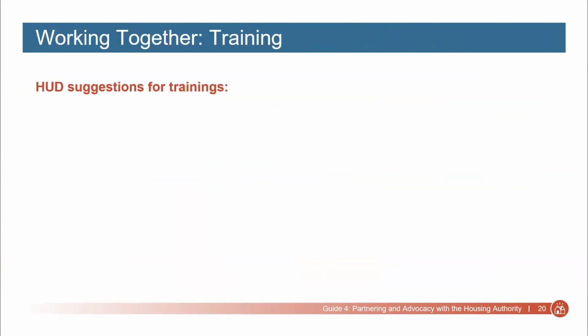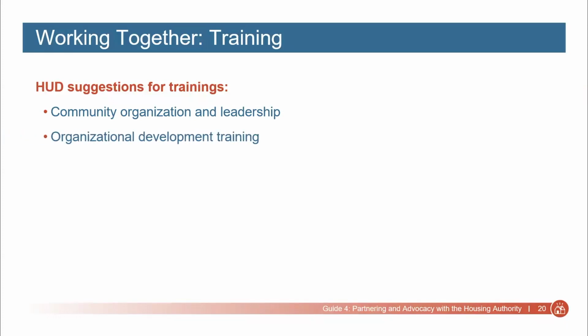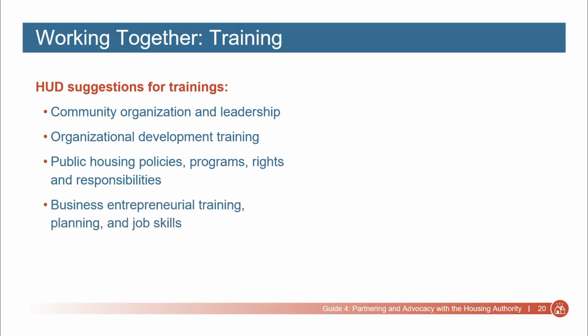One area where resident councils and PHAs can work together is training residents. Resident councils can identify needed trainings, and management can either conduct the training themselves or identify outside experts who can help. HUD suggests the following as possible trainings: community organization and leadership, organizational development training for resident management corporations and resident councils, public housing policies, programs, rights and responsibilities, and business entrepreneurial training, planning, and job skills.